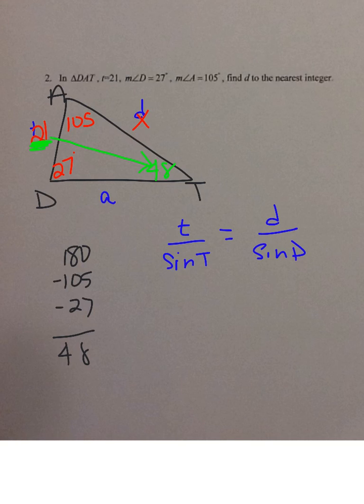All right, let's plug in our information. So I have 21 over sine 48 equals X over sine 27. So we cross multiply, and we get X sine 48 equals 21 sine of 27, so X equals 21 sine 27 divided by sine 48. So we just plug that into the calculator all at one time, and we get 12.82, which to the nearest integer would be 13. Okay, so that's it, and we'll practice in class tomorrow.